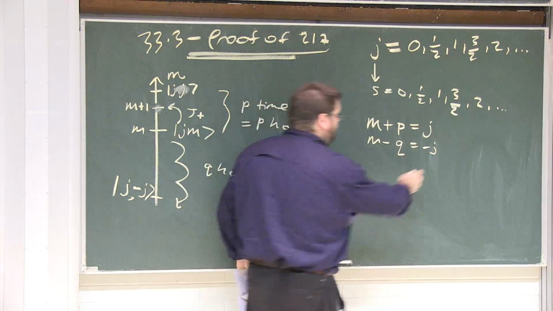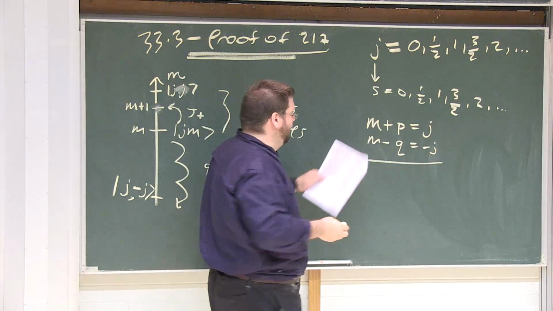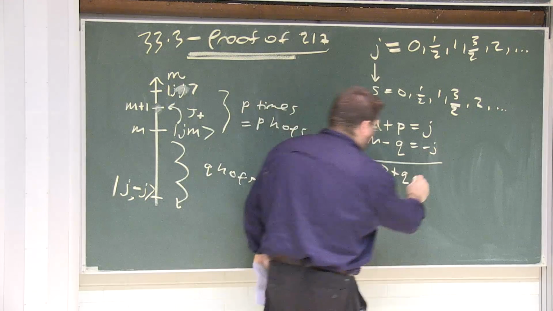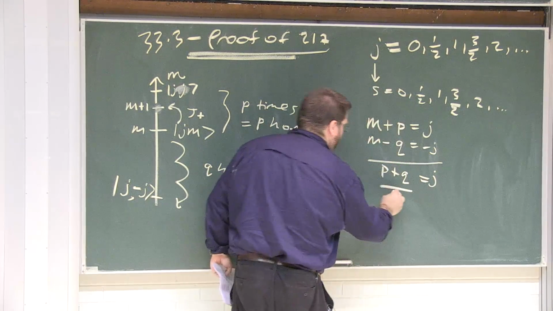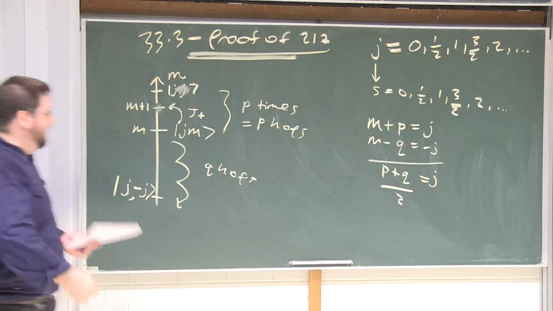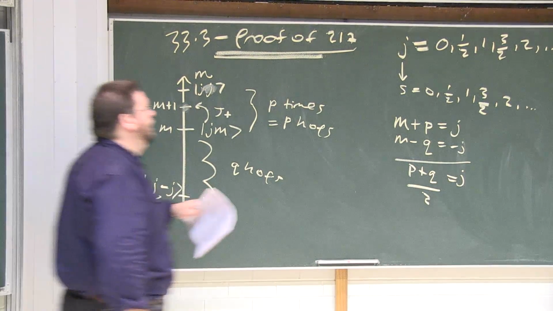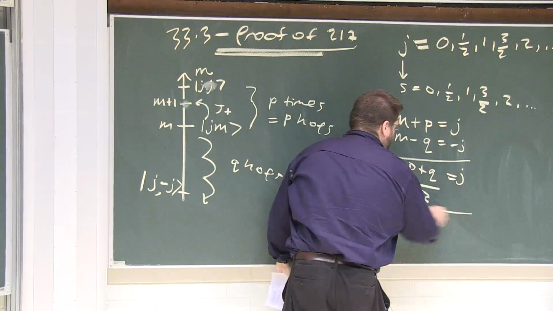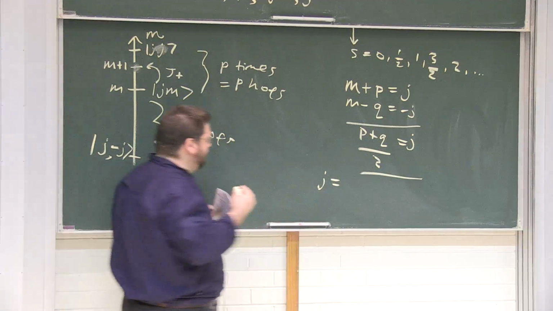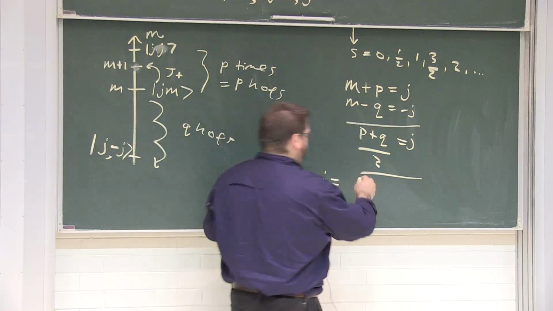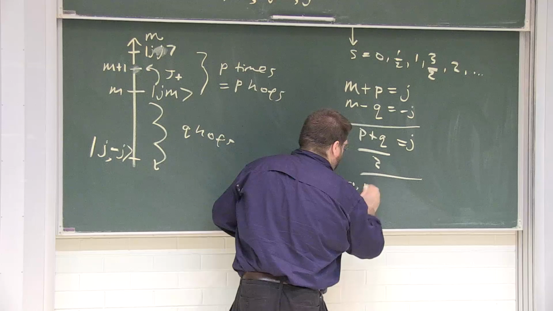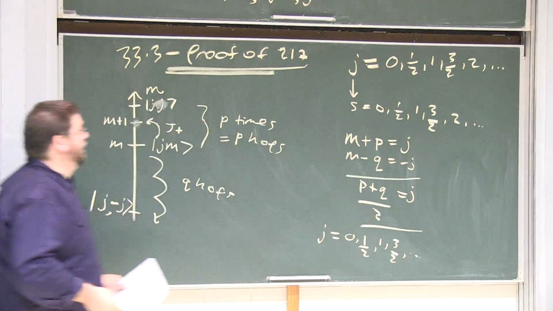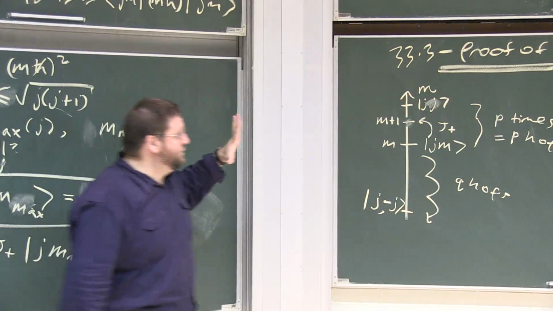Now if we take these two equations and subtract them, m minus m vanishes, p minus minus q is p plus q, and that equals 2j. Let me divide through by the 2. Now since p and q are non-negative integers, then (p plus q)/2 will be precisely this set of numbers. So we've just shown, using almost disappointingly trivial algebra, that the allowed values of j are the following. This proves equation 217.